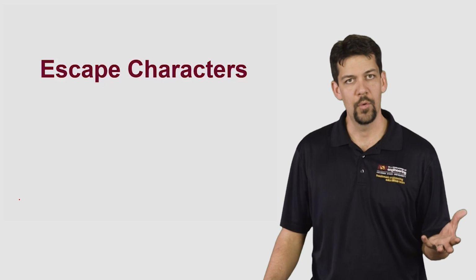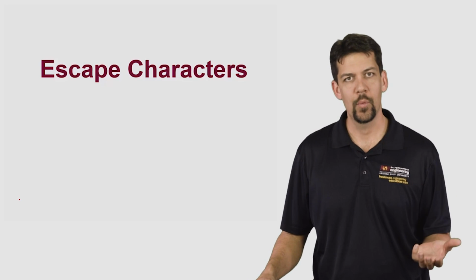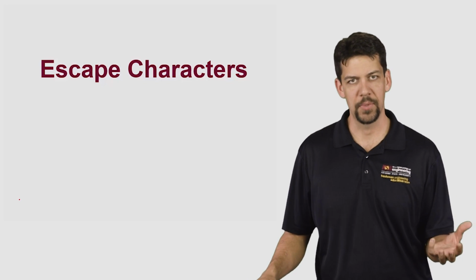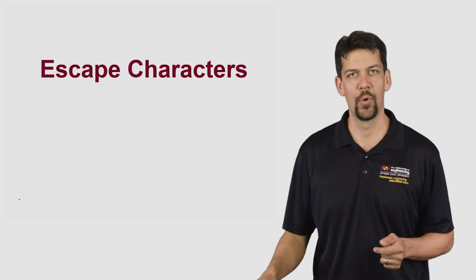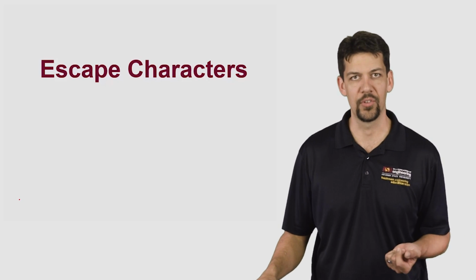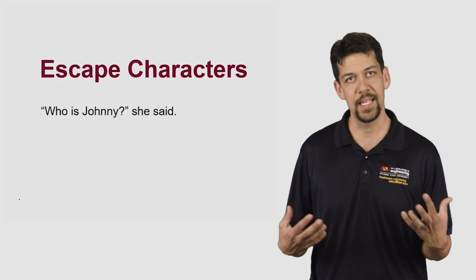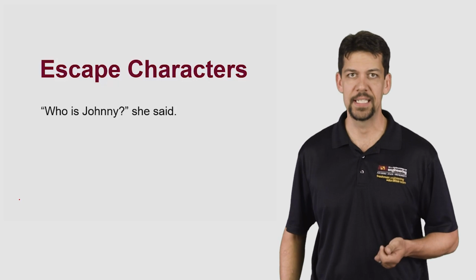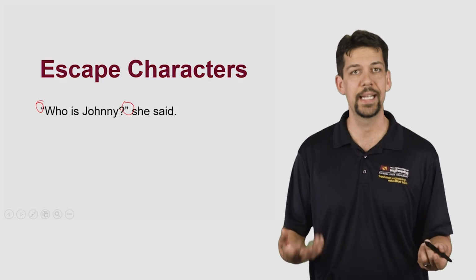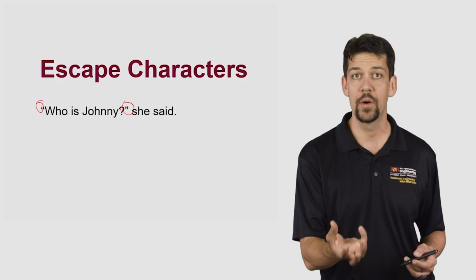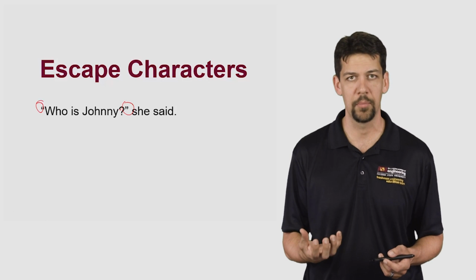Okay, so we've been looking at how to produce output using the print statement. Now, what if we wanted to format a string that looks something like this? Say we're building a program that generates scripts for movies or for songs or something like that. So we've got the line, we want the computer program to output this line, "Who is Johnny?" she said. And notice here that we've got these quotes that we want to include in the output. But we use quotes to define strings in Python, which is going to be real problematic, right?